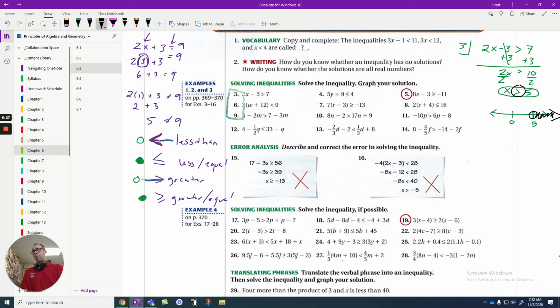So if you grab one, let's say I pick the number 10. What's 2 times 10? Well, that's 20, and 20 minus 3 is 17. Is that greater than 7? The answer is yes. So there's a whole bunch of numbers that will work for this. We just have to find the whole set, and that's why we draw that graph, to show there's a whole bunch of numbers.